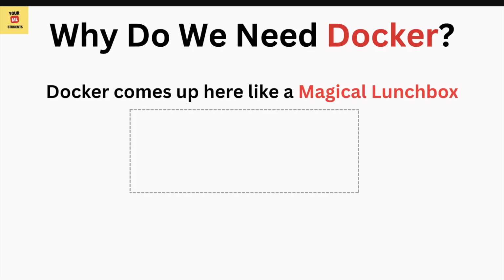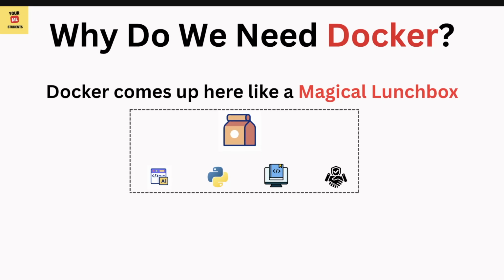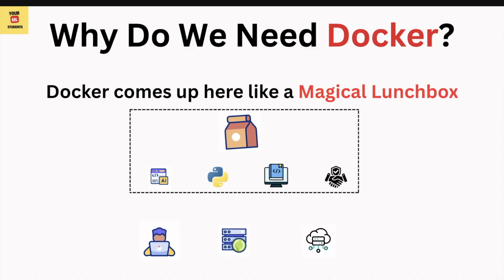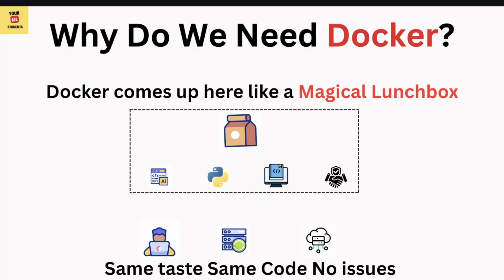Okay, so that's why Docker comes up like a magical lunchbox here. Instead of giving just the code, Araf packs everything: the code, the Python version, machine learning libraries, and all the system dependencies. So now wherever he goes, in his laptop, in his server, in the cloud, he opens the lunchbox or opens the package, same test, same code, no issues. Okay, so no surprises, no crashes, right?